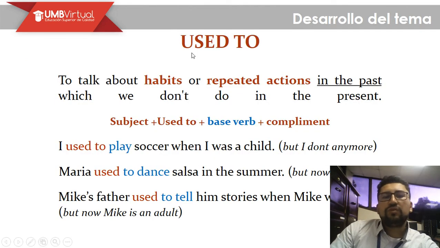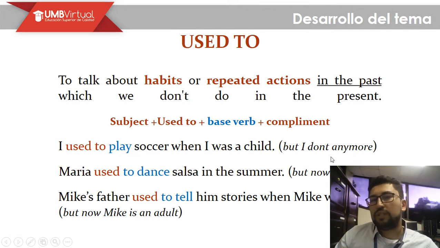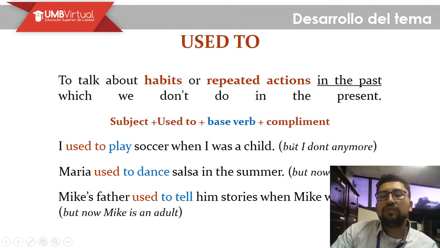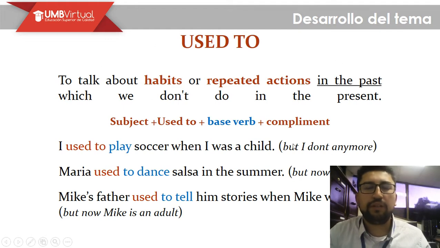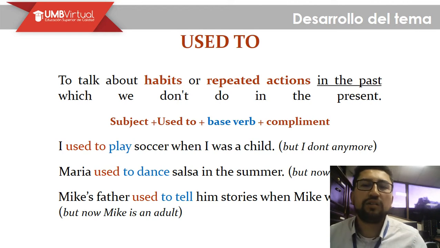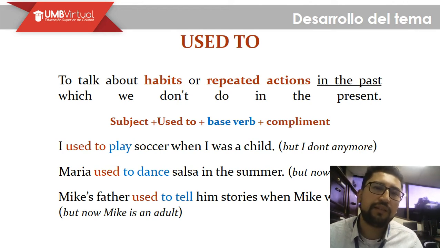When we talk about used to, we talk about habits or repeated actions in the past which we don't do in the present. So, for example, I used to play soccer when I was a child, but I don't do it anymore, right? Maria used to dance salsa in the summer, but now it is winter. So, if you see, this used to normally is compared with the present. And it talks about a habit that I had during the past, but now it is not possible to bring it back because it was something that happened in the past.